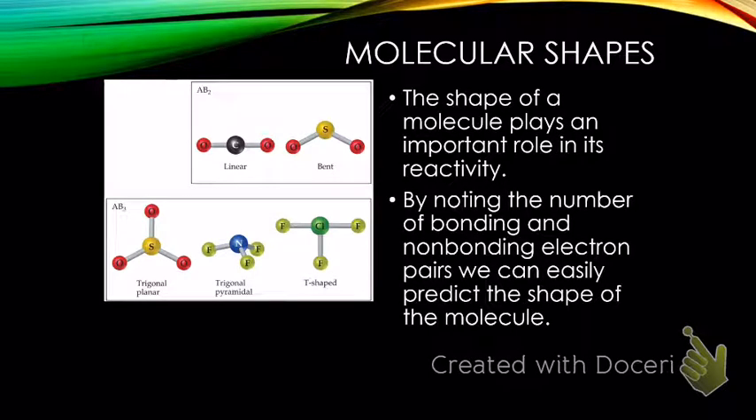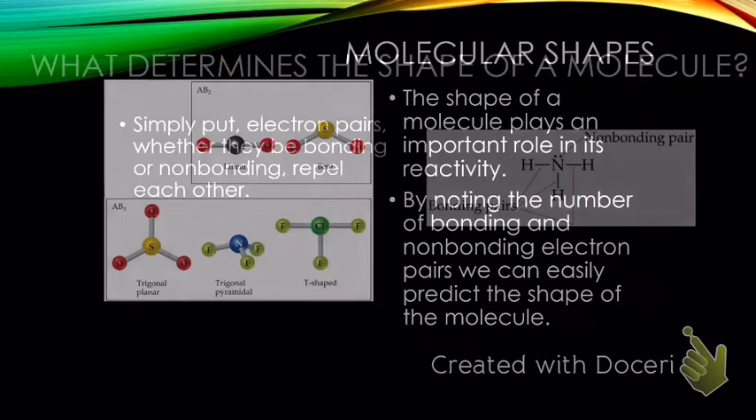So if you make note of the number of bonding and non-bonding electron pairs, you can actually predict the shape of a molecule with quite a degree of accuracy. So, how can we do this? Let's just look at an example.